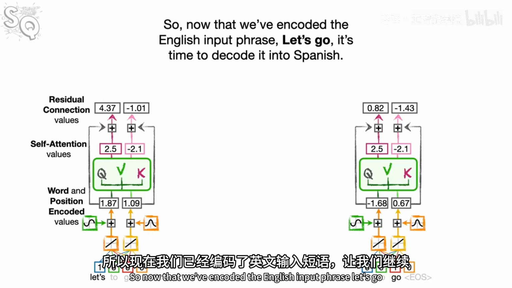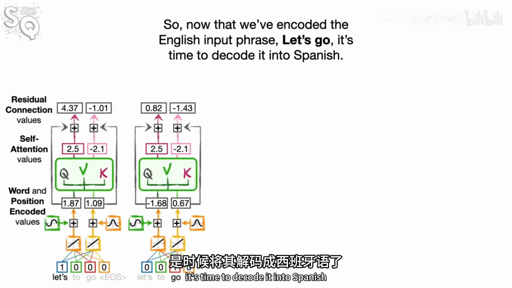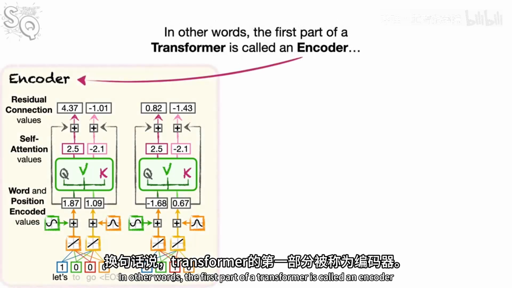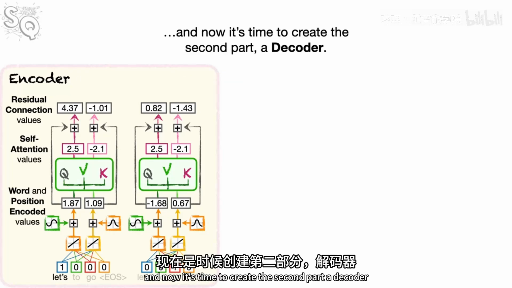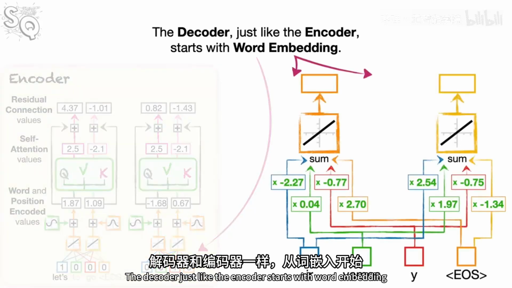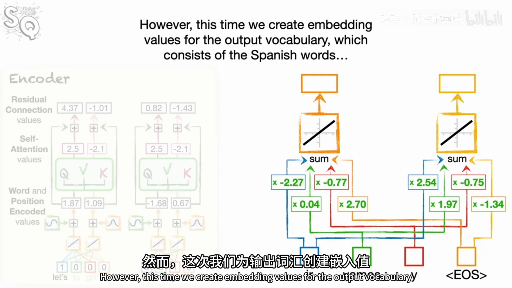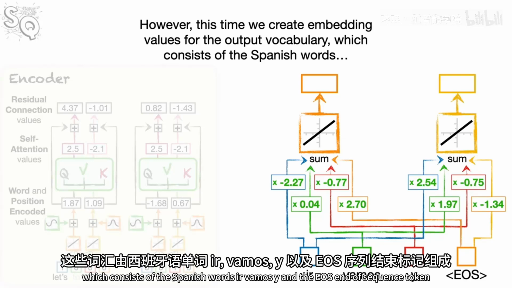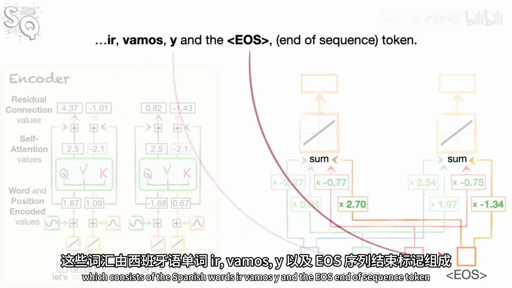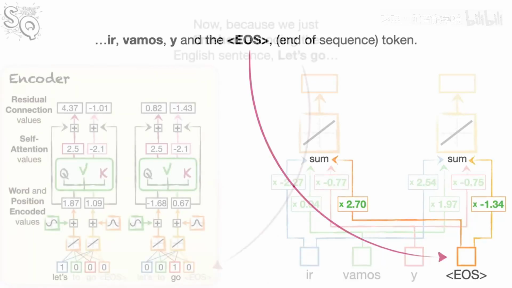Bam! So, now that we've encoded the English input phrase, let's go, it's time to decode it into Spanish. In other words, the first part of a transformer is called an encoder. And now it's time to create the second part, a decoder. The decoder, just like the encoder, starts with word embedding. However, this time we create embedding values for the output vocabulary, which consists of the Spanish words ir, vamos, and the EOS end-of-sequence token.